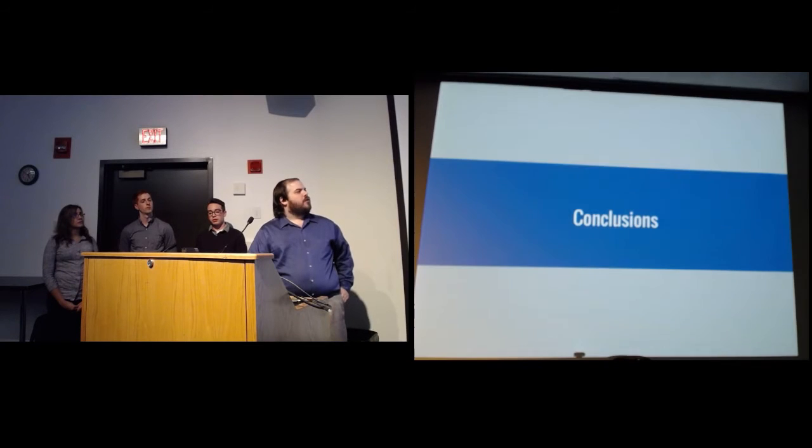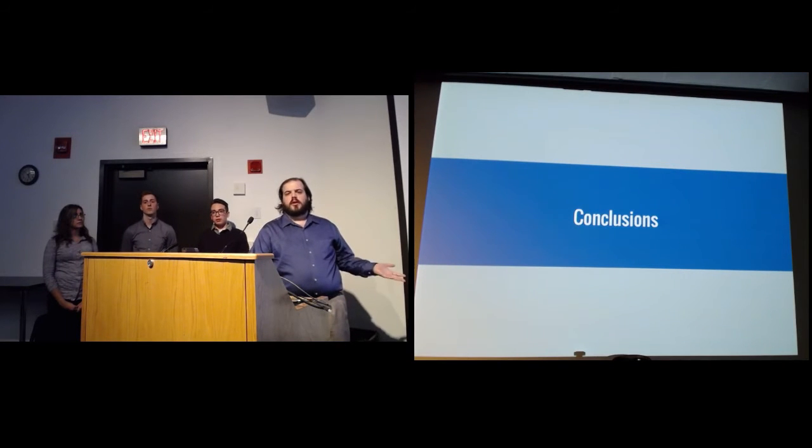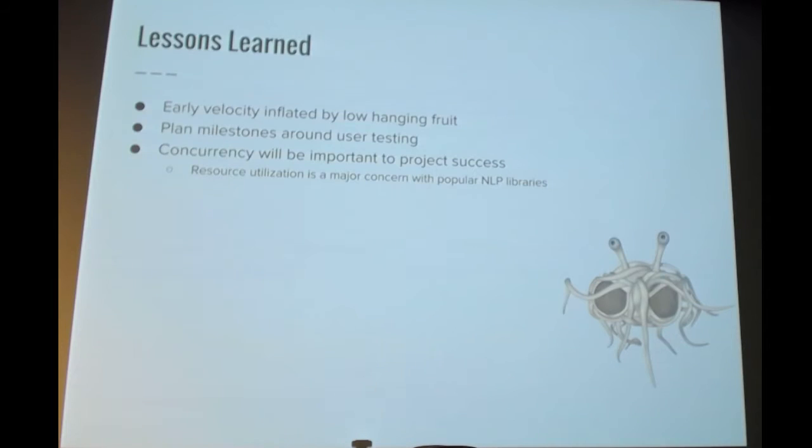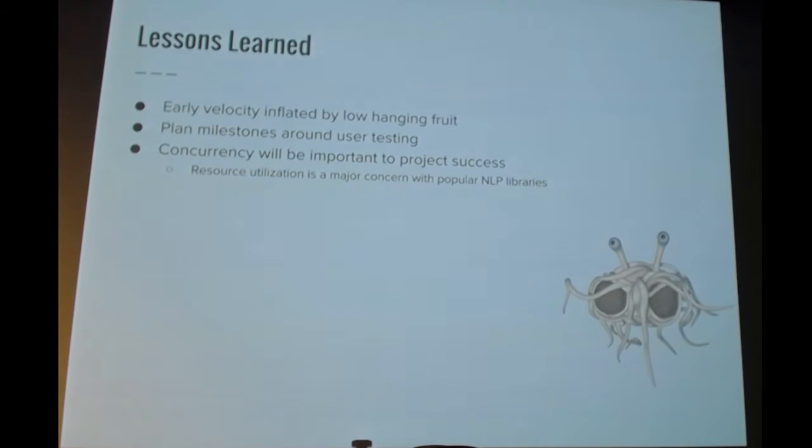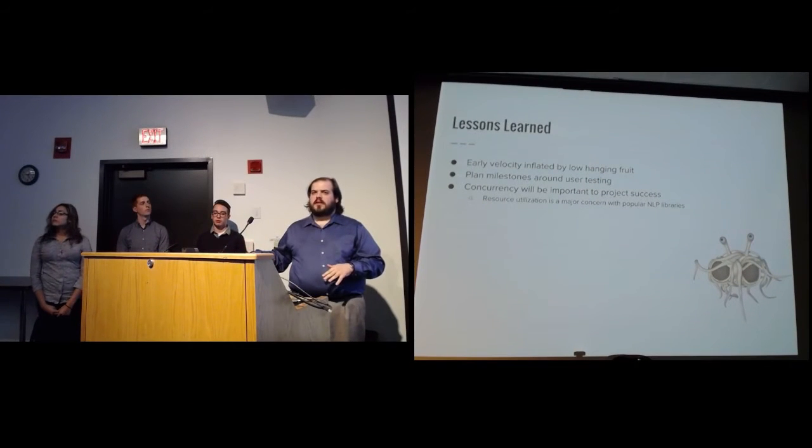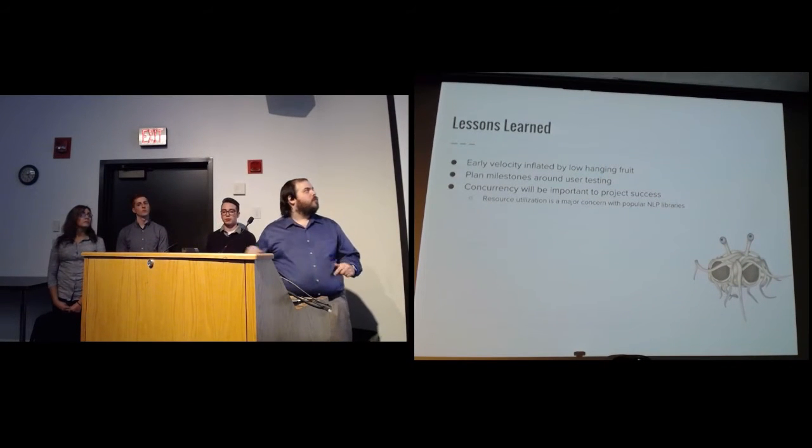So in the conclusions, we're going to look at some of the lessons we learned and some of the things that we're going to change going forward. So as I mentioned earlier, our early velocity was kind of inflated by these low-hanging fruit tasks. We are getting better at estimating that. We've probably settled around to what is going to be our stable velocity at around 17 or 18 story points.